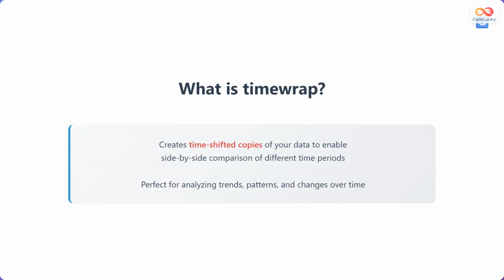The Timewrap command creates time-shifted copies of your data to enable side-by-side comparison of different time periods. Think of it as taking your current data and creating multiple versions that represent different time frames. This makes it perfect for analyzing trends, patterns, and changes over time by allowing you to see how current performance compares to historical data.